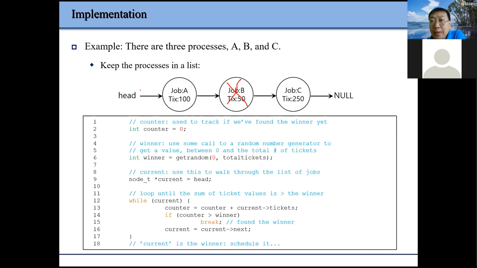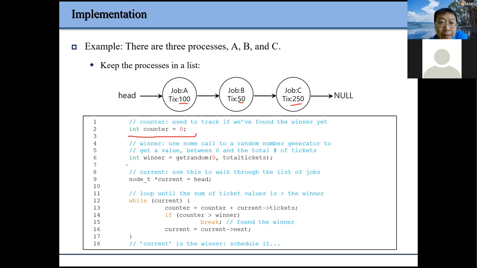So, let's go through this simple implementation, okay, using a list. As we mentioned before, each job has a ticket. So let me just erase this one. Okay. Each job we have, for example, job A has 100 tickets, job B 50, job C 250. So the algorithm is, every iteration we want to do scheduling, we just have a counter.